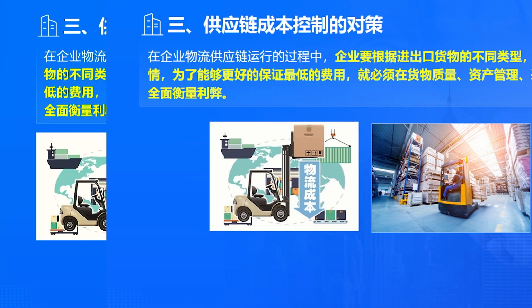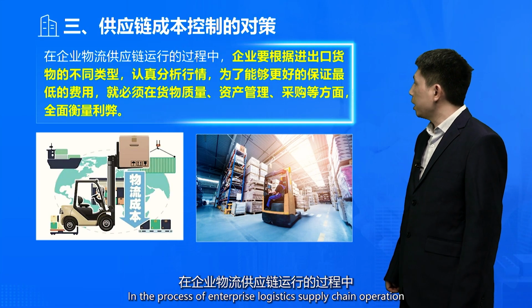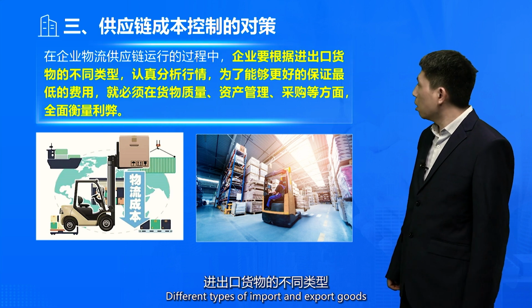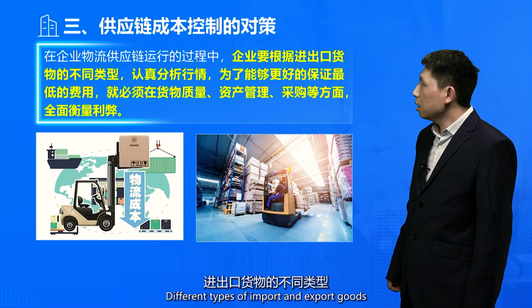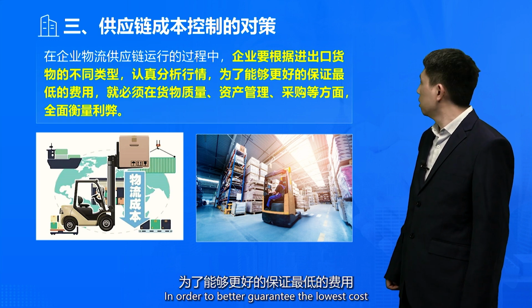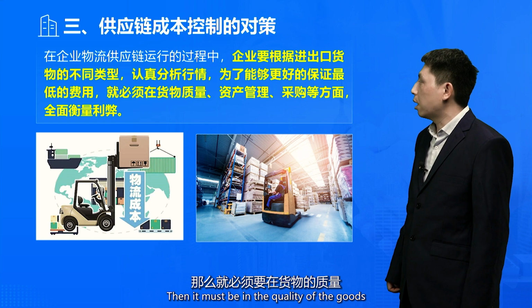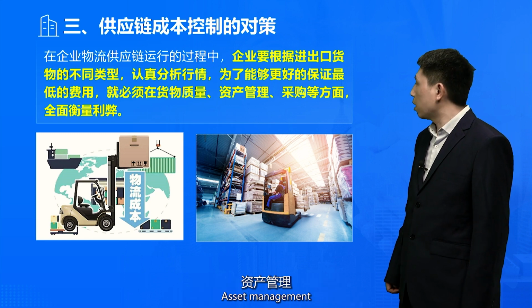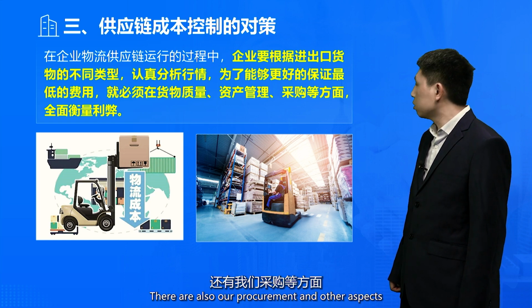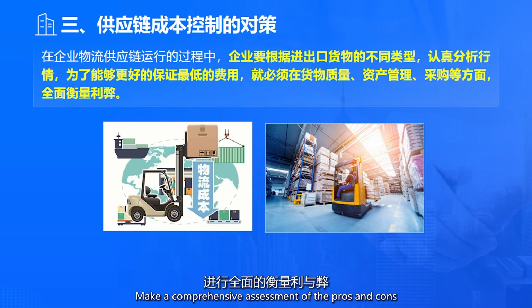In the process of enterprise logistics supply chain operation, enterprises should, based on different types of import and export goods, analyze the market carefully in order to better guarantee the lowest cost. Then, it must be in the quality of the goods, asset management, and also our procurement and other aspects. Make a comprehensive assessment of the pros and cons.